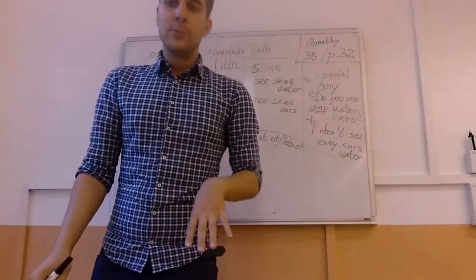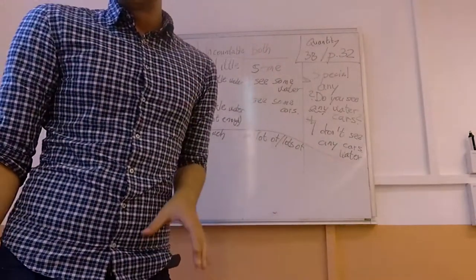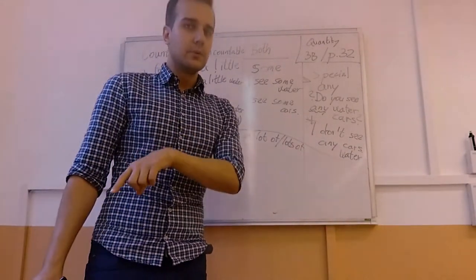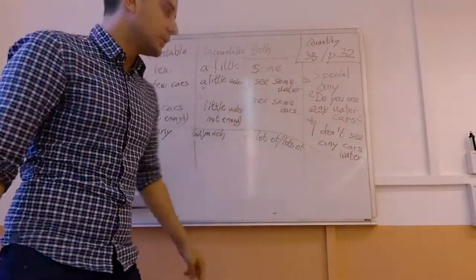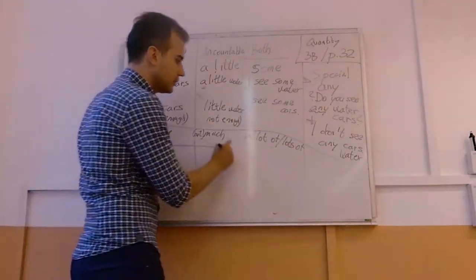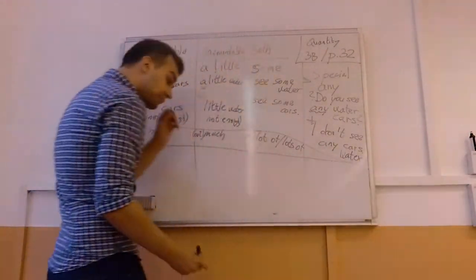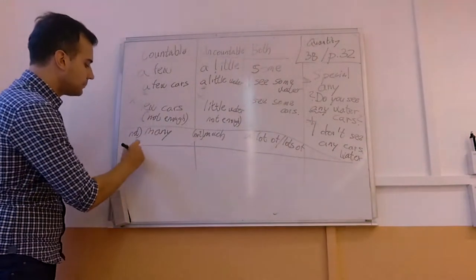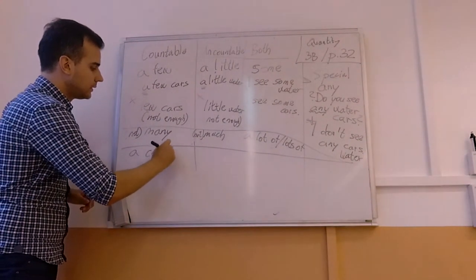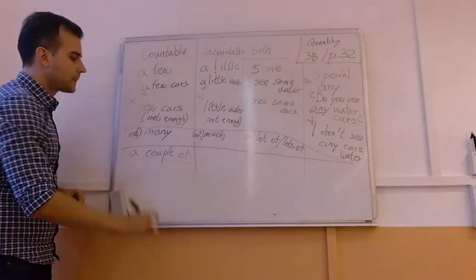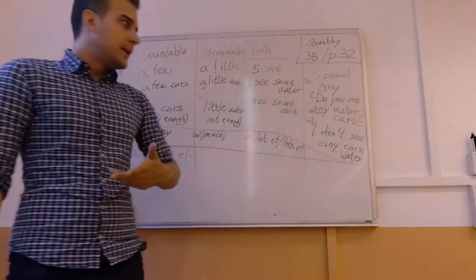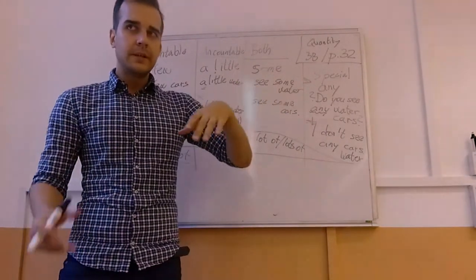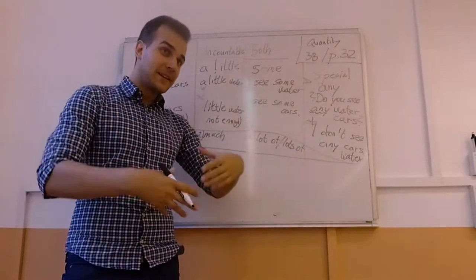This is all in your book right now. I want to tell you a few more that are not in the book, but I think you need them in real life, okay? Let me show you more. There is the word a couple of, all right? When you say a couple of, it is the same as some. That means there are not many, but there are some.